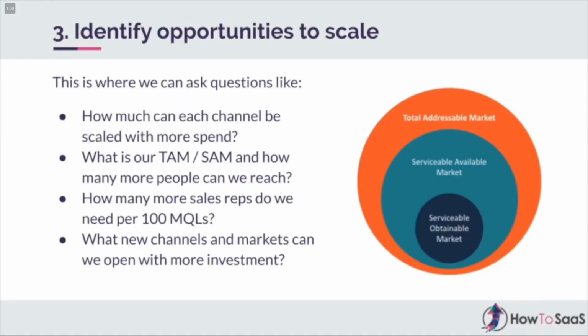Once we've built our revenue model and understand the different inputs involved, now we can introduce market data and ask questions like, how much can each channel be scaled with more spend? How much demand is out there? What is our TAM/SAM, and how many more people can we reach? How many more sales reps do we need per 100 MQLs? What new channels and markets can we open up with more investment?